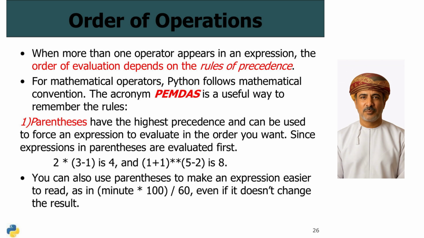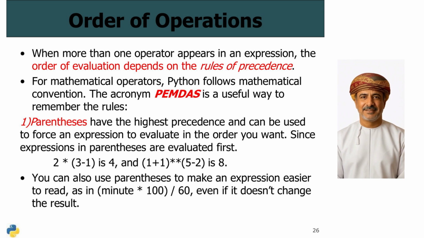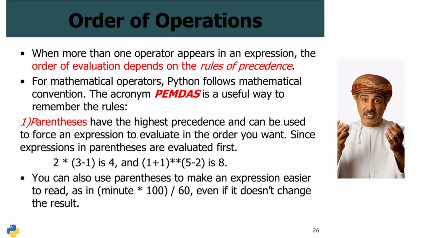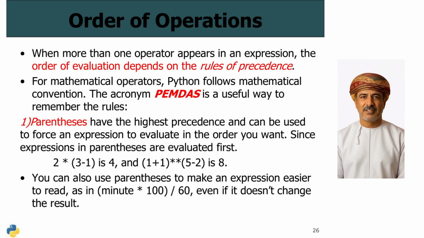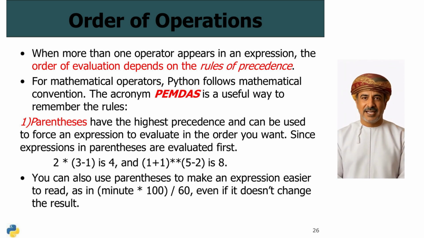When multiple operators are present, Python evaluates them based on precedence rules, following the parentheses, exponents, multiplication and division, addition and subtraction acronym. Parentheses take priority, allowing control over evaluation order. For instance, 2 * (3 - 1) results in 4. Parentheses also enhance readability, as seen in (minute * 100) / 60, without altering outcomes.